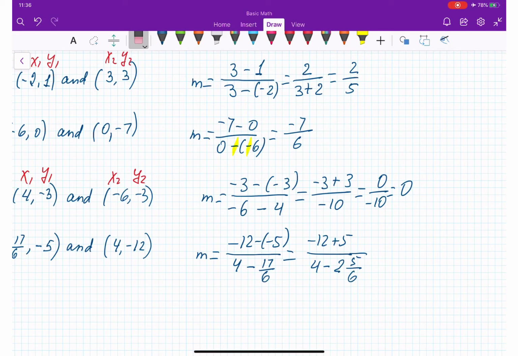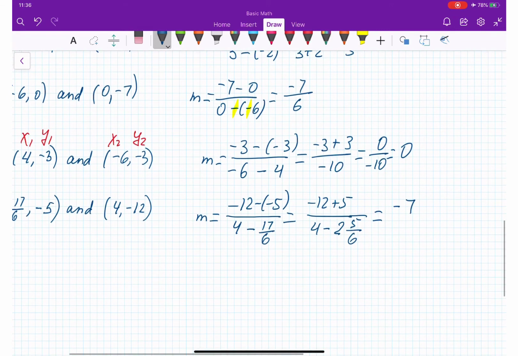Okay, negative 12 plus 5 is going to be negative 7. Now I'm doing drafting. 4 minus 2 and 5 over 6. So 4 I can represent as 3 and 6 over 6. I take specifically the same denominator so it will be easy to work. How did I do that? 3 and 6 over 6, 4, it's the same thing. I just borrowed 1. 1 represented as 6 over 6, and 3.